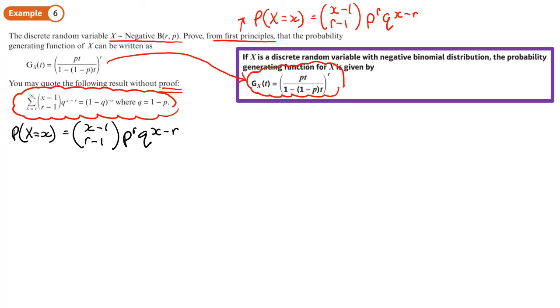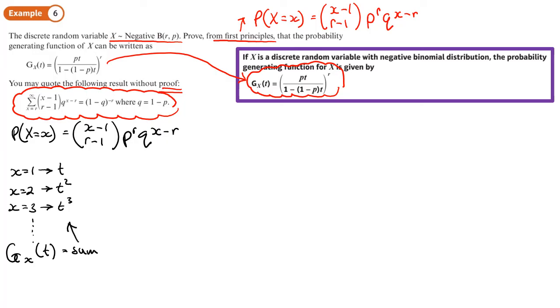But what we do know is that when x is 1, that will be the coefficient of t. When x is 2, that will be the coefficient of t squared. When x is 3, that will give us the coefficient of t cubed, and so on for our probability generating function. And our probability generating function is going to be the sum of these. Okay, so we need to find the sum of this infinite series.